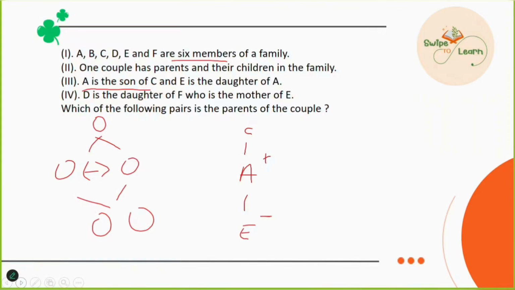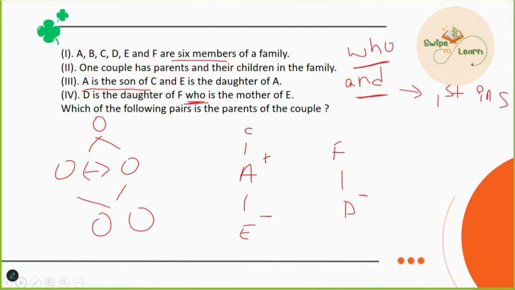Next, D is the daughter of F. D is daughter of F. Who is mother of F? See, you must be very careful using the terms who and N. When there is a word N, that means they are indicating the first person in the sentence. But when who is being used, that means it represents the nearest person. See, here there are two persons, D and F. When N is used here, it represents the first person, which means D. But when who is used, it represents the nearest person, which is F. That means D is the daughter of F.